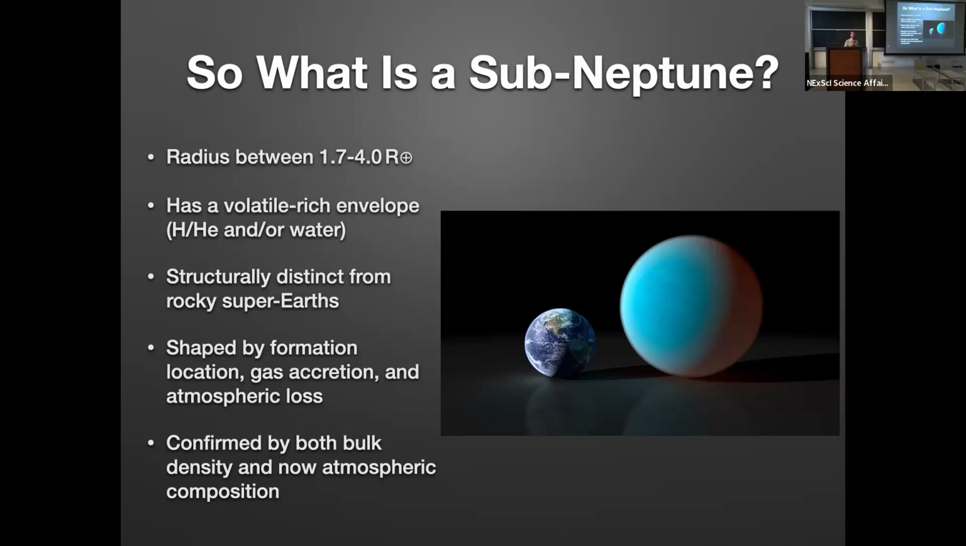They are certainly structurally distinct from rocky surface Earths. We can see that in a lot of ways, primarily in the bulk compositions and densities. And they're almost certainly shaped by their formation location and their evolution as they form and through the first 100 million years or a bit longer of the star's existence.